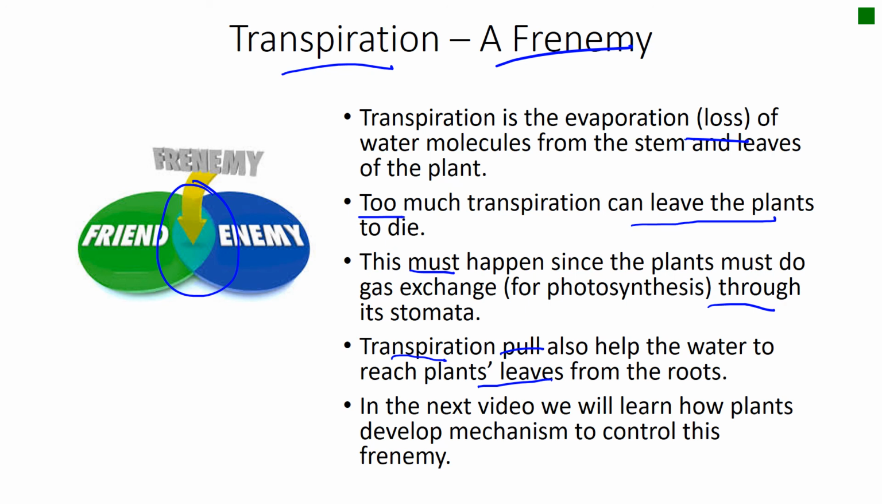So that's why we call it frenemy. On one side, if it happens too much, it's going to be an enemy, but on the other side, it is important because the stomata need to be open anyway, and transpiration pull will help the water to go up to the highest leaf in the plant. Now, in the next video, you will learn how plants have evolved a mechanism to control this transpiration, their frenemy.